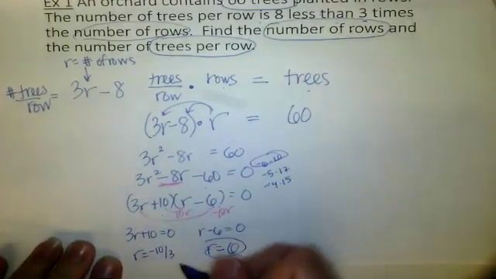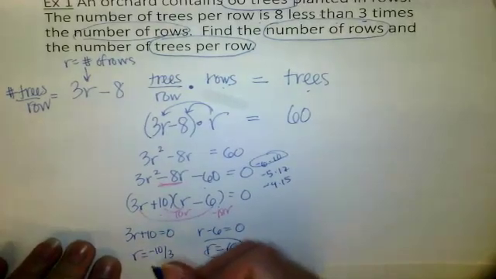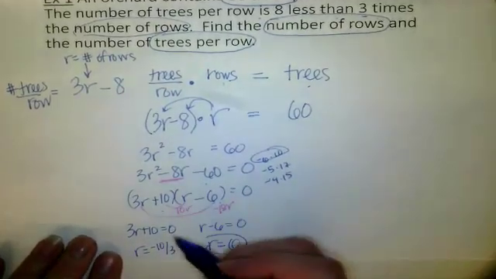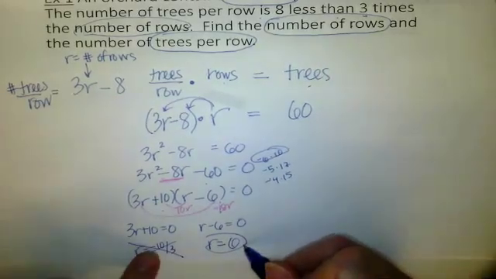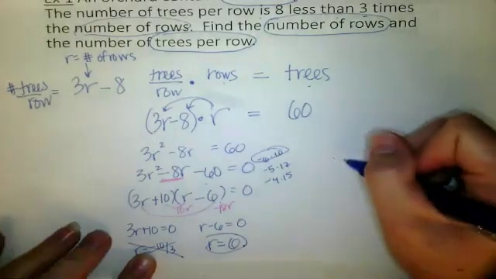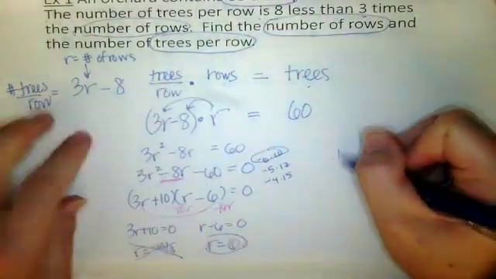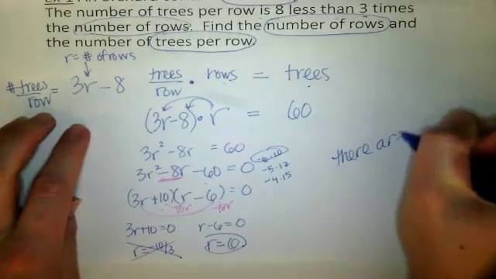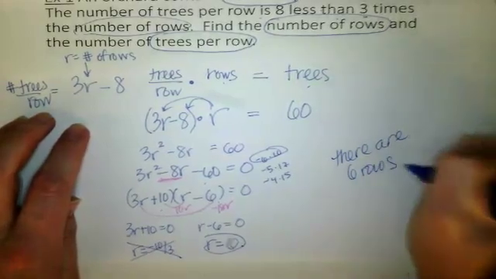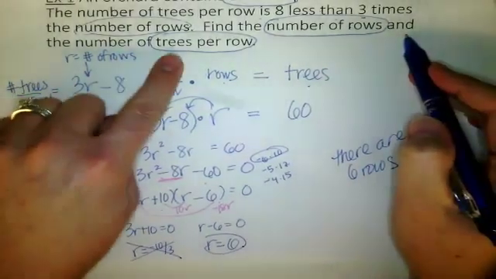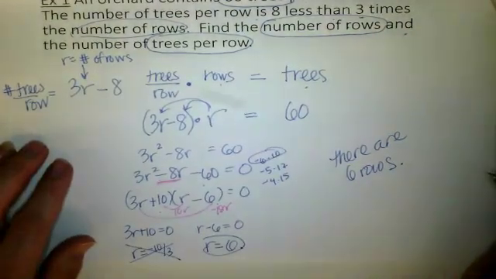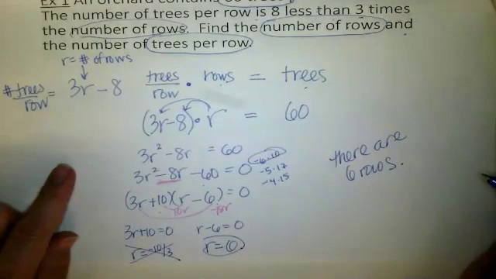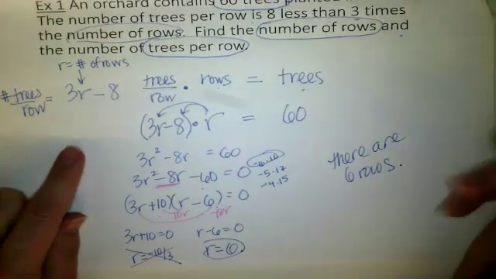Does that work? Can you have negative rows of trees? That would be some weird space-time continuum there. I don't think so. So we get 6 rows because that's just ridiculous. All right, so it says find the number of rows. There are 6 rows and the number of trees per row. How are we going to figure out the number of trees per row?